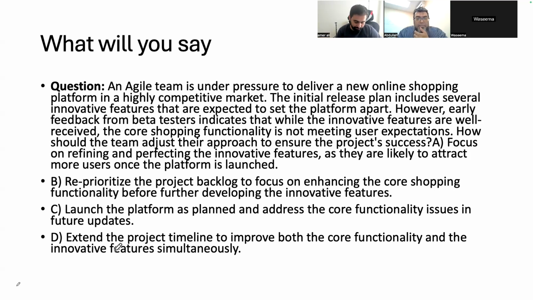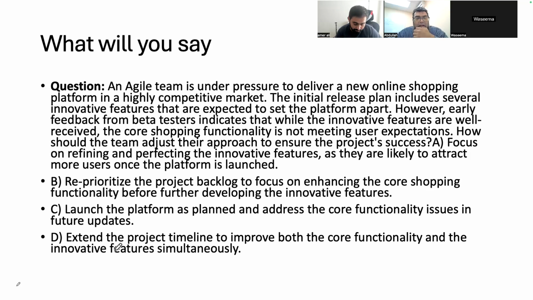How should the team adjust their approach to ensure the project's success? An agile team is under pressure to deliver a new online shopping platform in a highly competitive market. The initial release plan includes several innovative features that are expected to set the platform apart. However, early feedback from the beta testers indicates that while the innovative features are well received, the core shopping functionality is not meeting user expectations. I just want to read that over one more time.